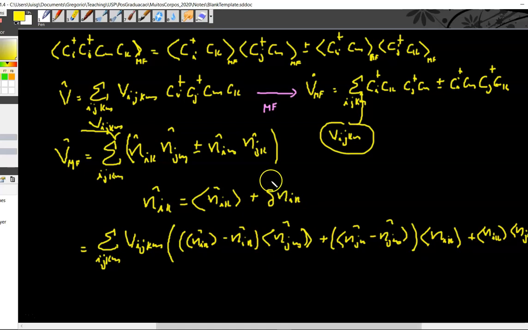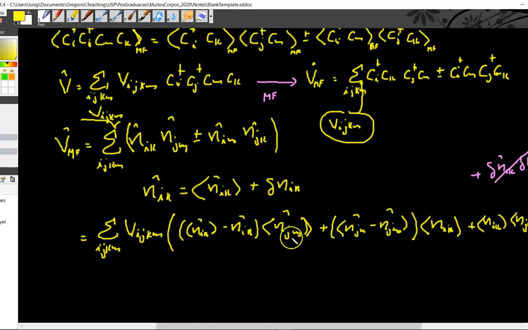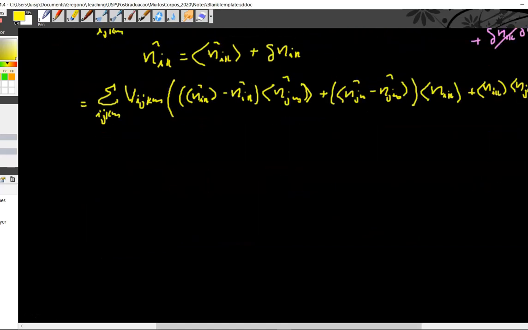Plus the one that's second order in fluctuations, which is the fluctuation of IK times the fluctuation of JM, which I'm going to neglect here, right? But it should be there. And so this is one term. Oh, sorry. Notice that I and K are in the same position, right? J and M as well. So this is like a density, if you wish.